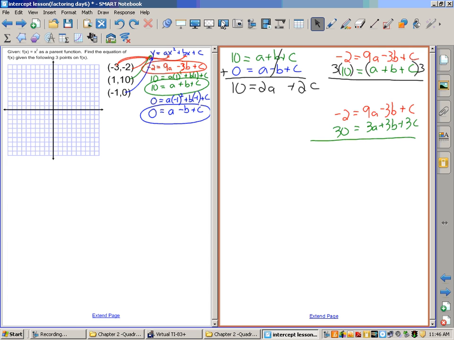Right, the B's are going to cancel. Beware of front row flying objects. Okay, so we have 28 equals 12A plus 4C.